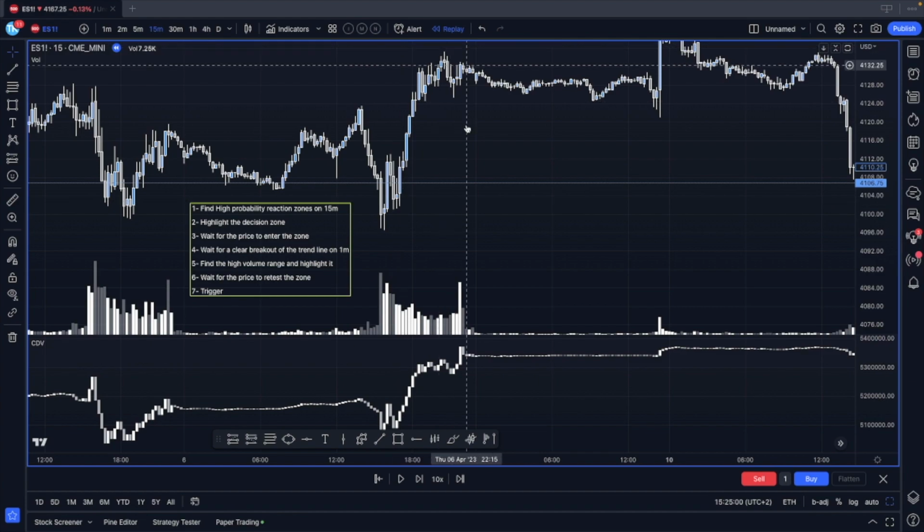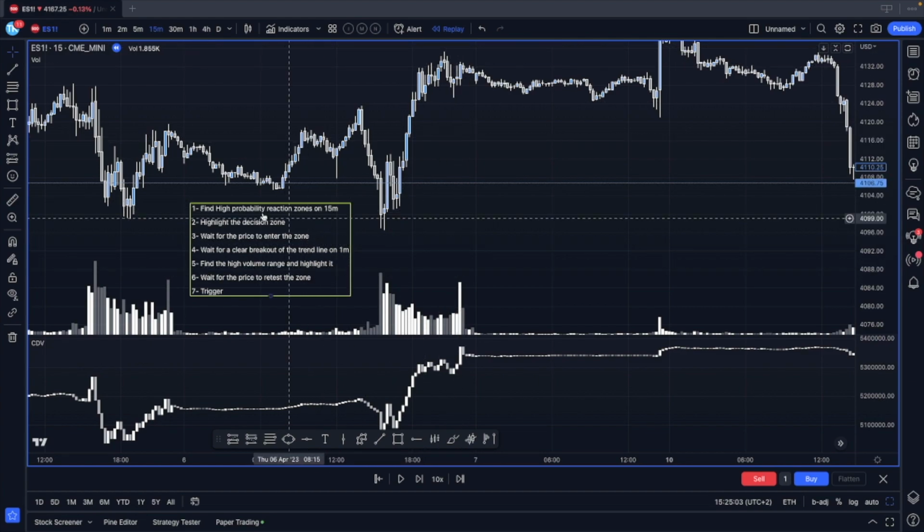Beginning from TradingView. So first, find high probability reaction zones on the 15-minute time frame. I already spoke about supply and demand zones, resistance and support zones. Call them as you want; the logic behind the concept is pretty much the same. I just want to find the zones in which the price reacted very well in the past, so it will probably react again in the future.